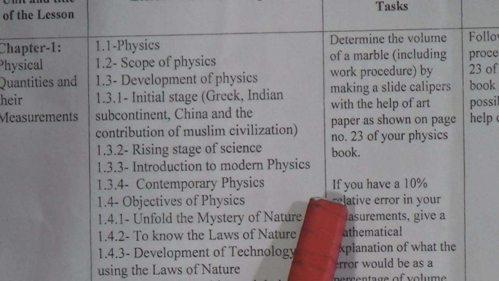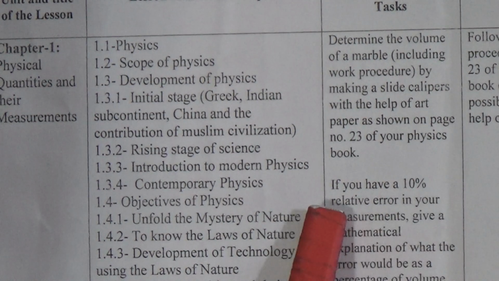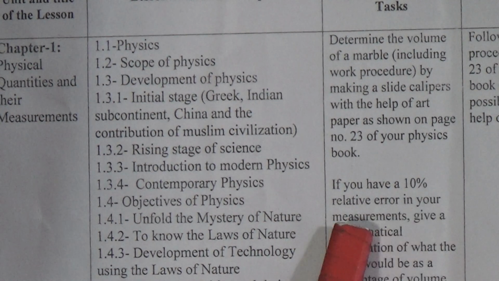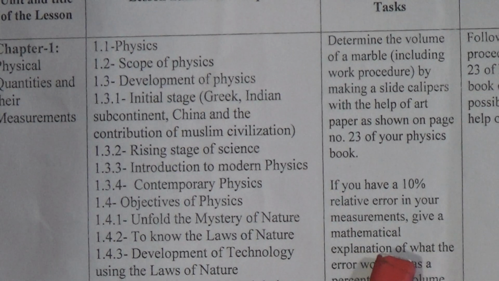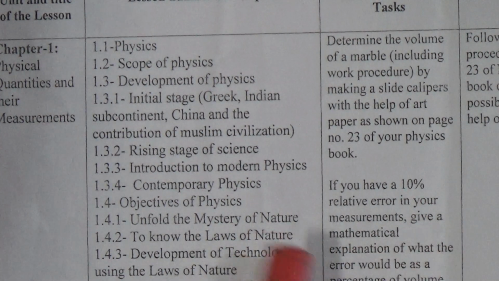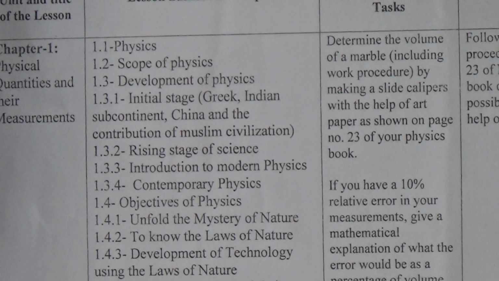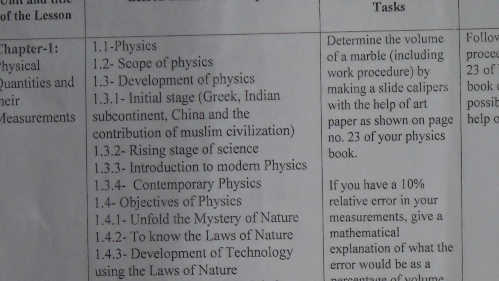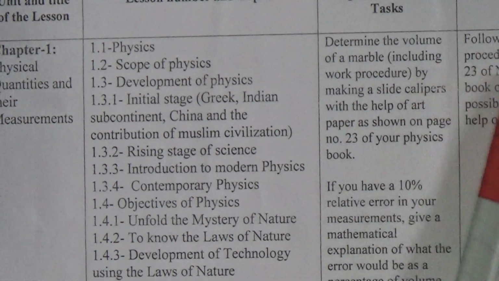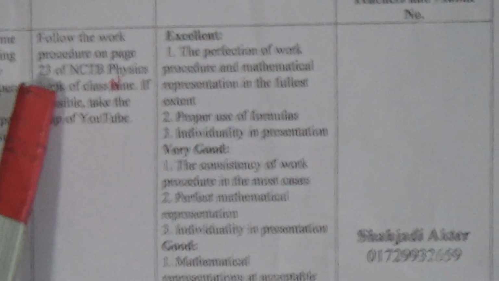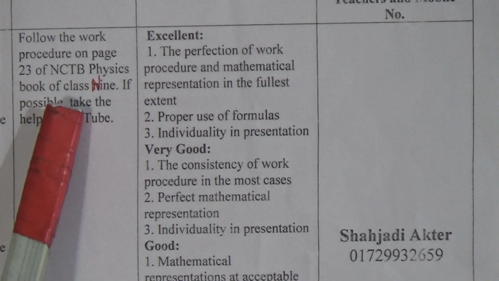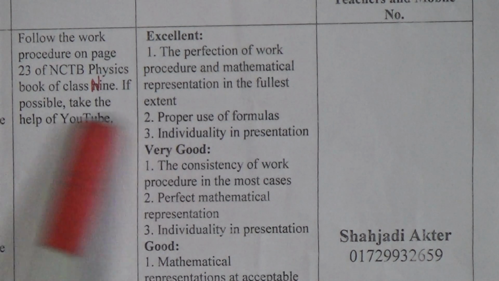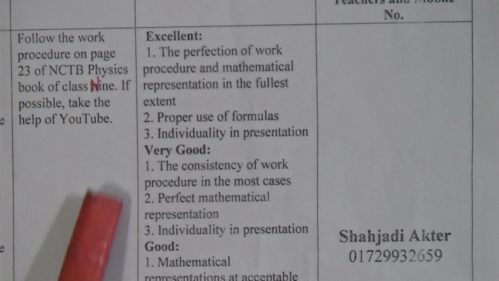And the next question is, if you have a 10% relative error in your measurements, give a mathematical explanation of what the error would be as a percentage of the volume of the marble. The instruction is also given here: follow the work procedure on page number 23 of the NCTB physics book of class 9. If possible, take the help of YouTube.